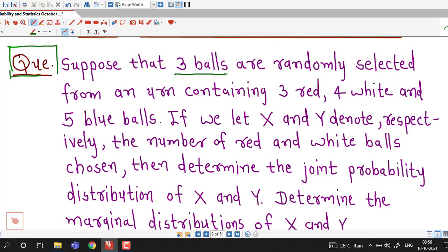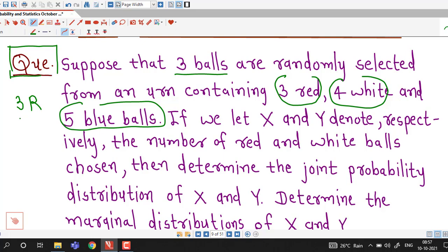Suppose that 3 balls are randomly selected from an urn containing 3 red, 4 white and 5 blue balls. So here the random experiment is to select 3 balls out of 3 red, 4 white and 5 blue, that is total 12. So the random experiment is to select 3 balls randomly out of these total 12 balls, in which there are 3 red, 4 white and 5 blue balls.